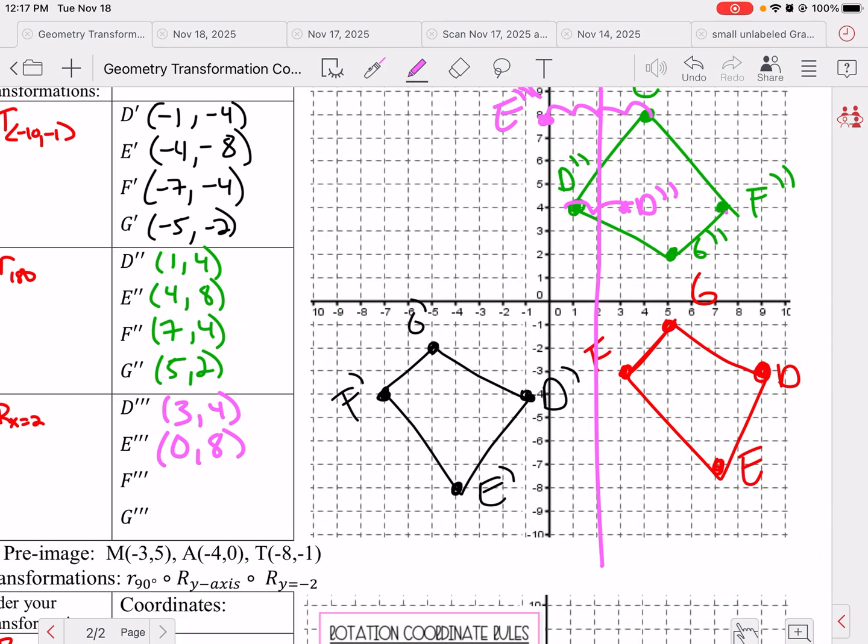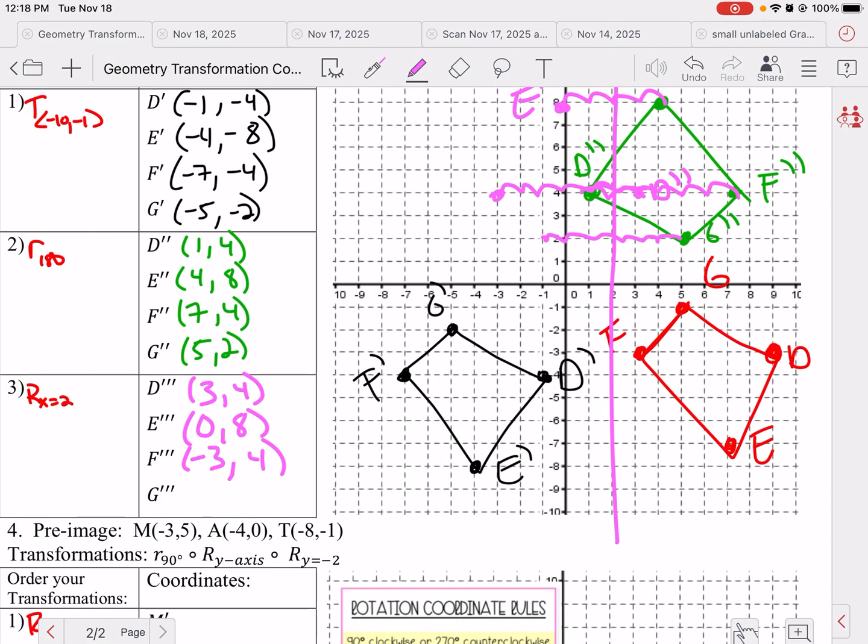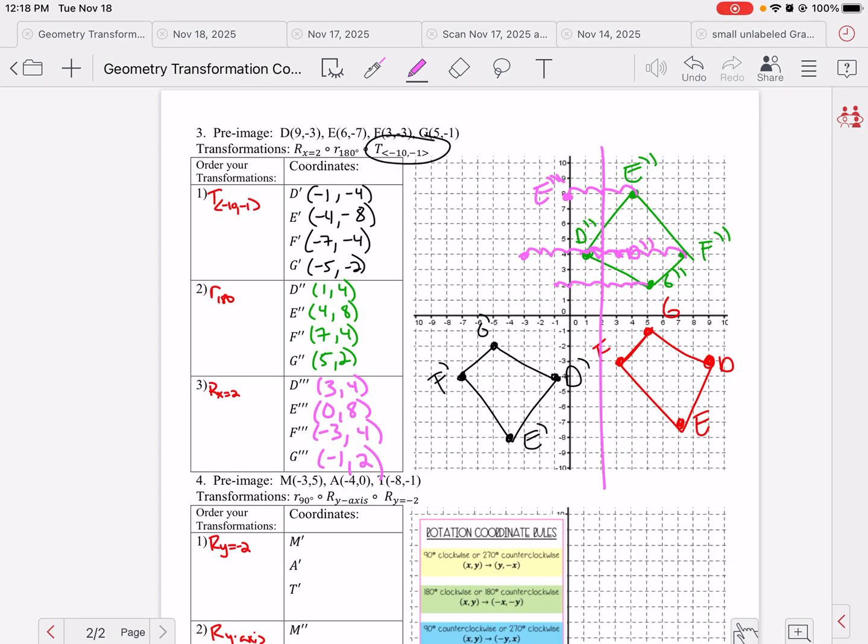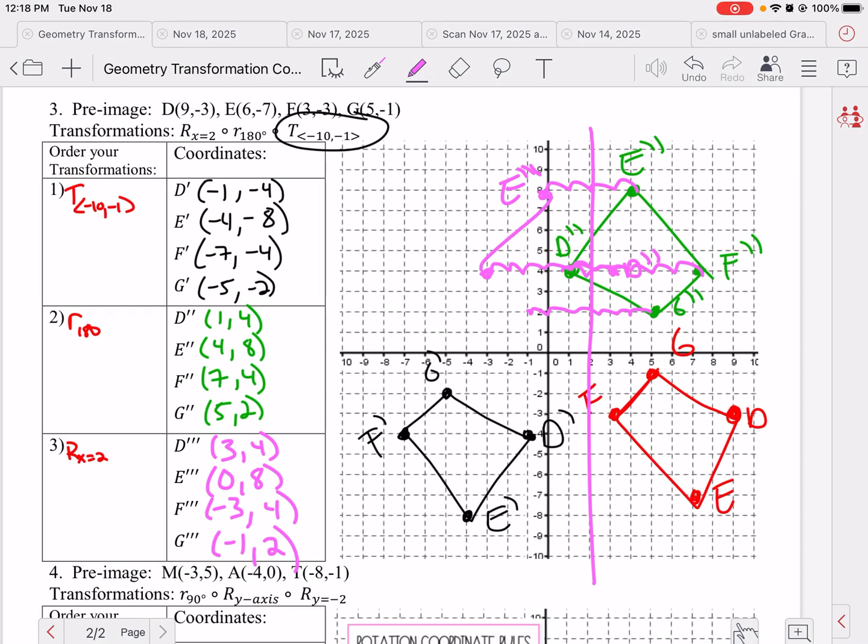Okay. And then F, we're going to go 1, 2, 3, 4, 5 over. So that would be -3, 4. And G is 1, 2, 3 away, which will be -1, 2. Okay. And we could connect those points if we wanted to. Boom, boom, boom, boom.